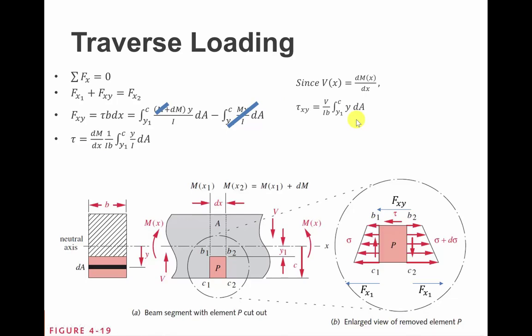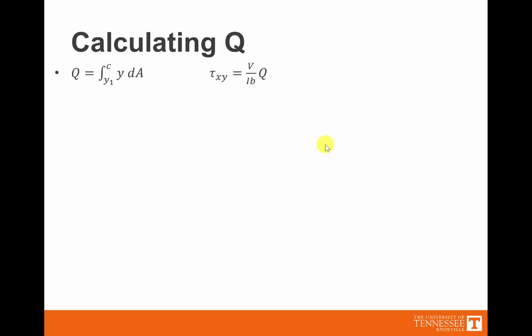And the last thing is, for a given geometry, we could probably calculate what the integral from y1 to c of y dA is. That has everything to do with geometry and nothing to do with the loading conditions. So let's just define Q as that integral, and that way we can maybe have a table of Q's for different types of geometries. So that's going to give us a final working equation for the shear stress at a given location. It's a function of the shear force at that location. So let's calculate Q.